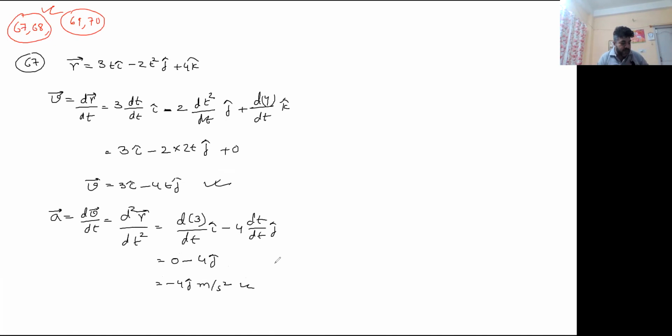Now the second part of the question is, what is the magnitude and direction of the velocity at t equals to 2 seconds? So velocity when my time is 2 seconds is 3i minus 4 into 2j. So what we have, 3i minus 8j.